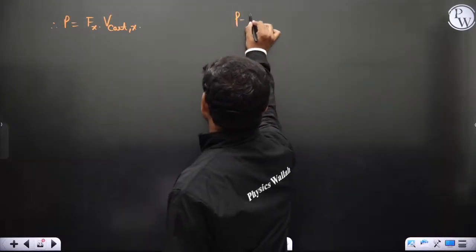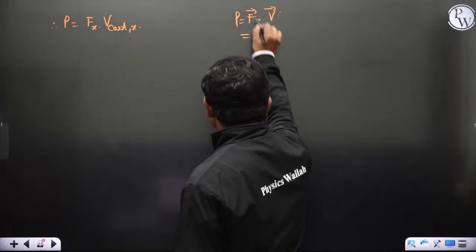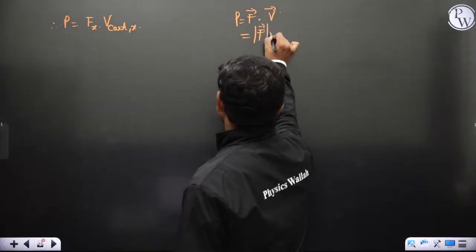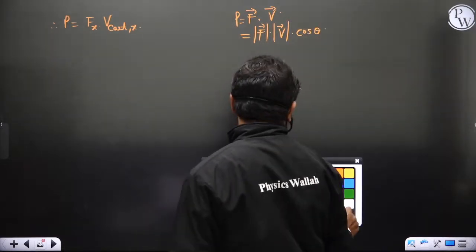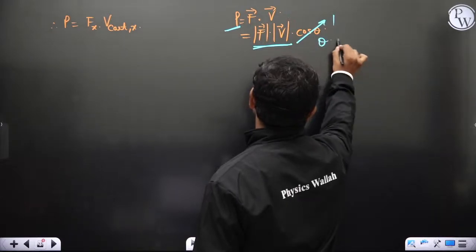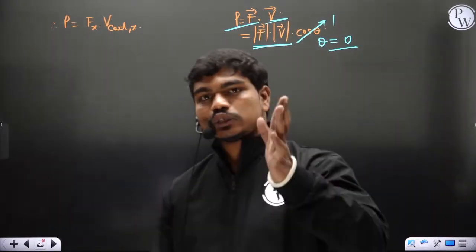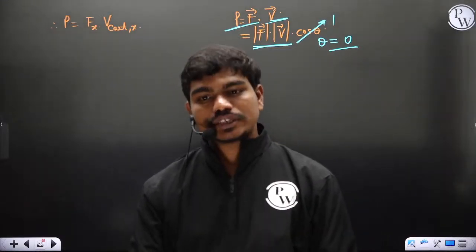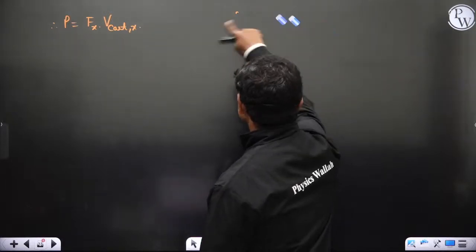Okay, F dot V is actually power. Normally power is a scalar, but here it is force dotted with velocity. If you want to write this as magnitude of force into magnitude of velocity and cos theta, this should be 1, which means theta should be 0. So these two should act in the same direction, meaning the velocity of the cart should be in the same direction as that of the force. Clear? This is simple dot product.